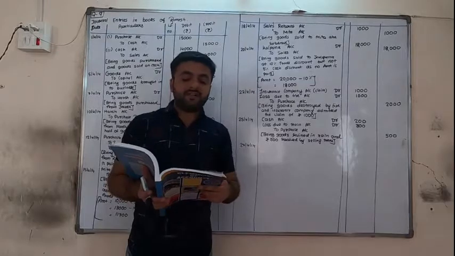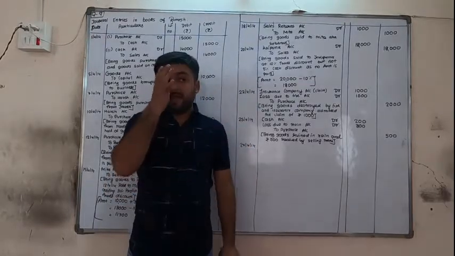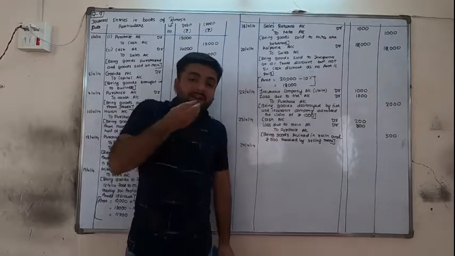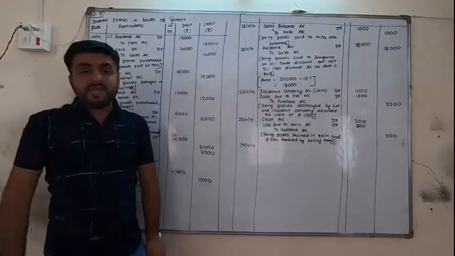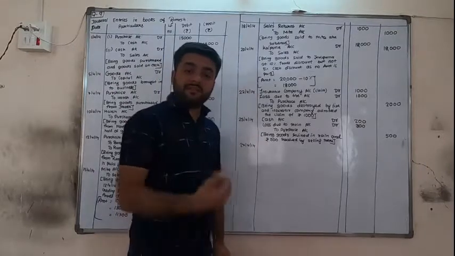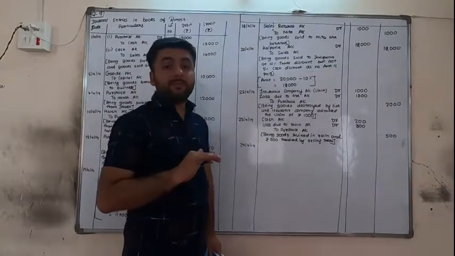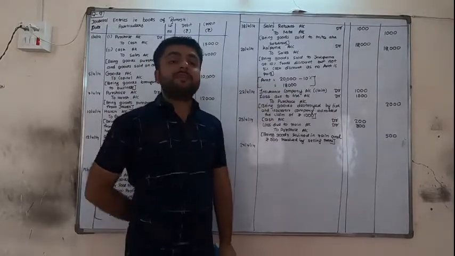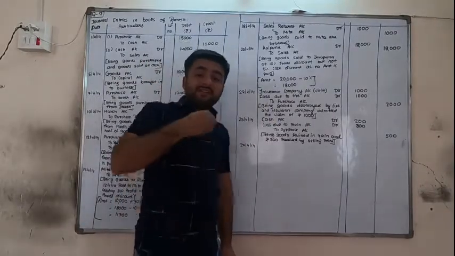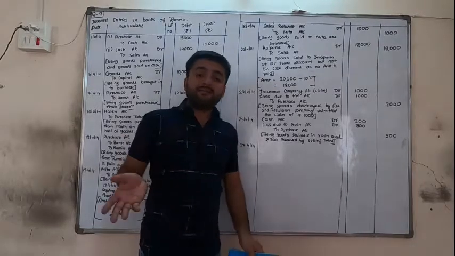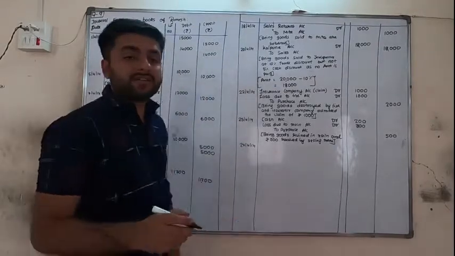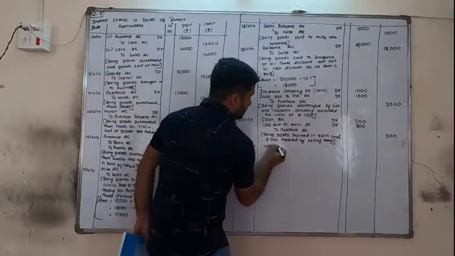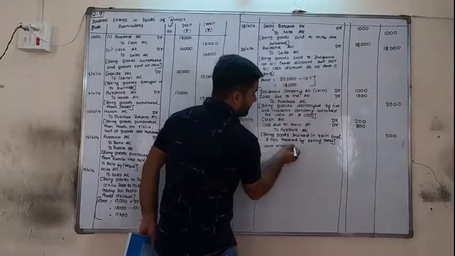Goods of 300 received as free sample. Understand the difference. We are giving the goods as free sample or we are receiving the goods as free sample. If we are giving the goods as free sample, then our goods are going. So purchase is credited and goods given as free samples account debit. But here we are receiving the goods as free samples. So our cash is not going out, only the party is giving us the goods. So it is a non-economic transaction because it is for free sample only.